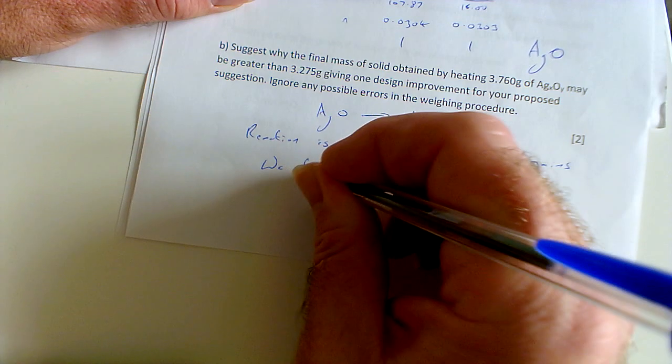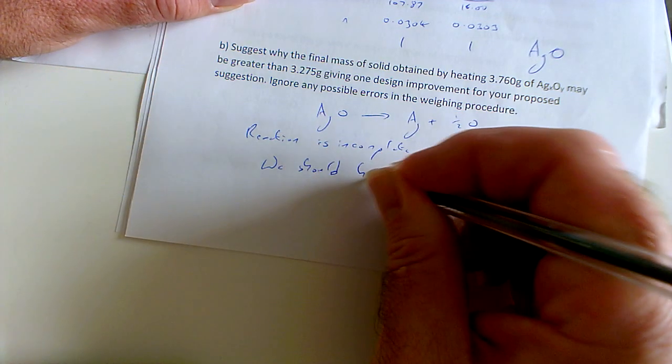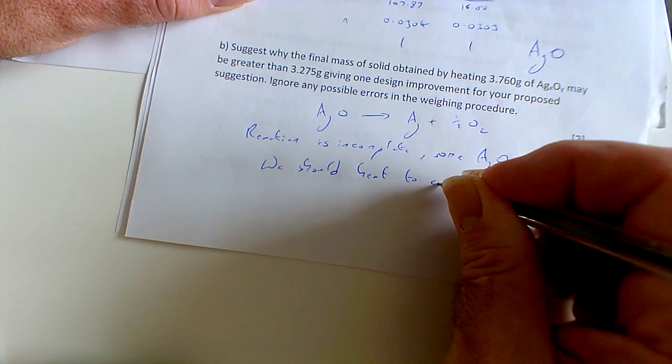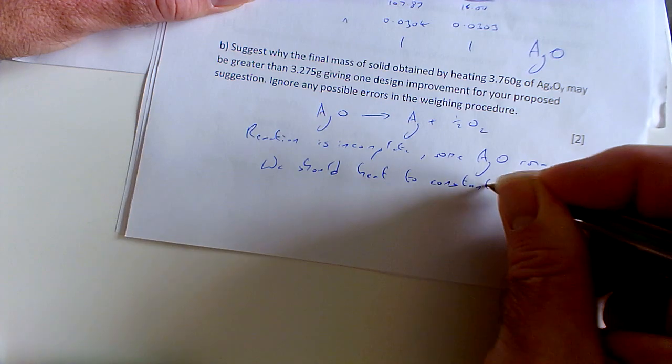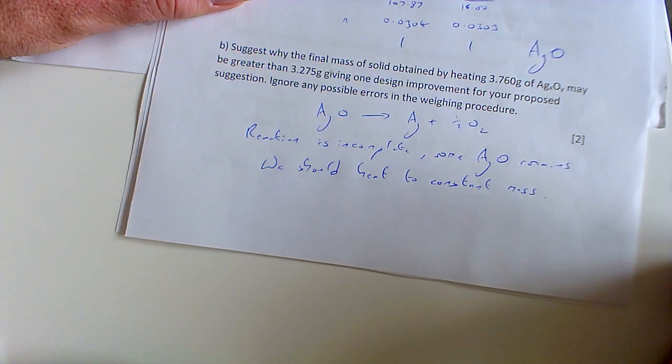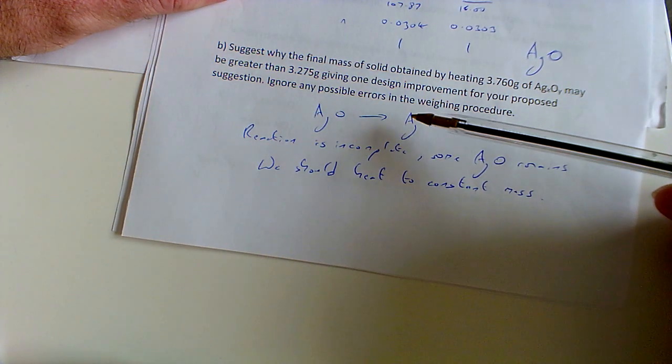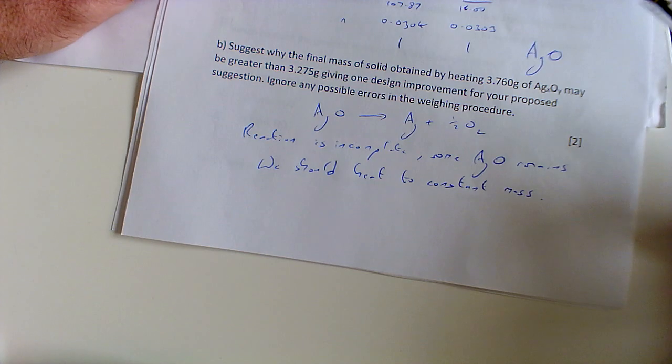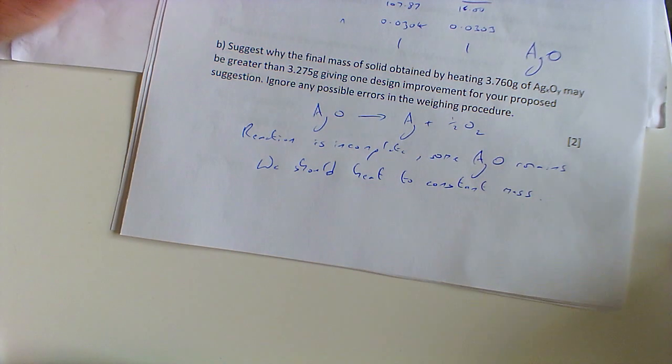So we should heat to constant mass. So if we heat it for another 2 minutes and the mass has gone down, we know that it hadn't finished. And then again, we'd have to heat it a bit longer until eventually we find that the mass no longer changes even after continued heating.